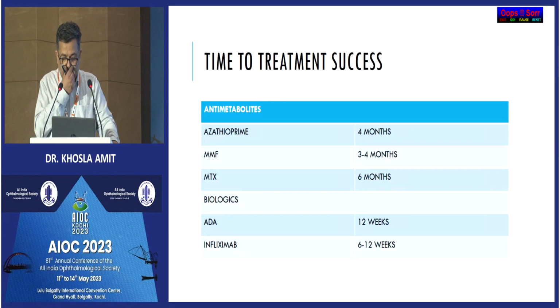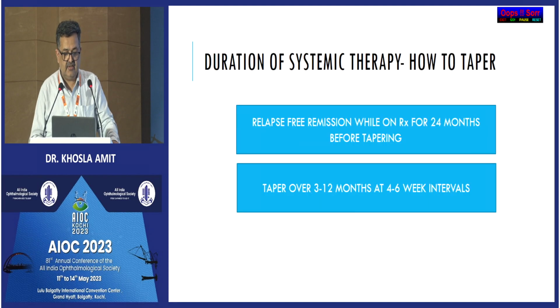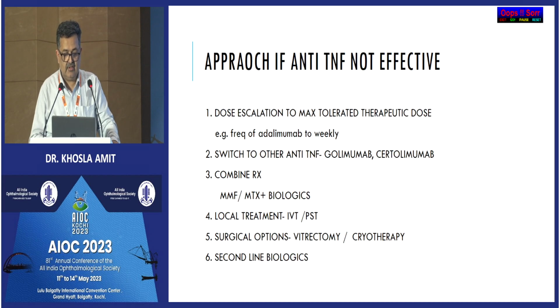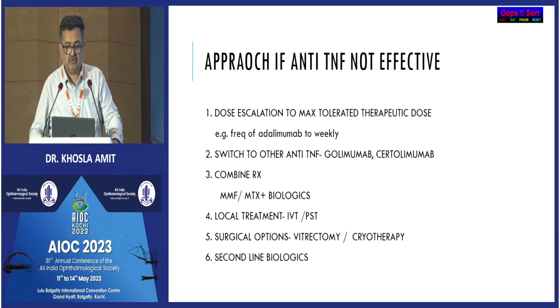And all immunosuppression takes time to act, and you must have the patience to plan and wait. So before you stop the immunosuppression, wait at least 2 years before you start to taper the drugs in severe posterior uveitis. Especially in those on anti-TNF, sometimes you feel that they are not acting.